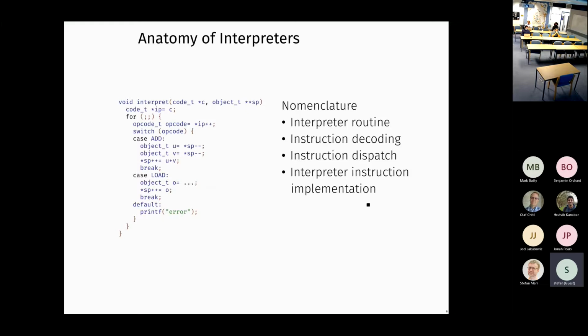And the second part that I wanted to present is a brief overview of the anatomy of interpreters, just so that we're all on the same page. I have 4 words that I'm using. Mostly the third one is relevant, and on the left-hand side we have a small interpreter that I'm going to discuss so that everybody knows what everybody's talking about.